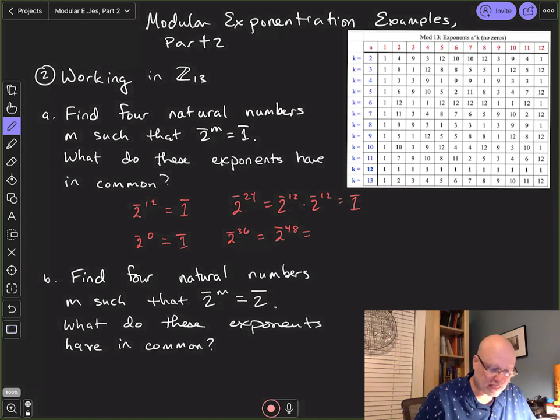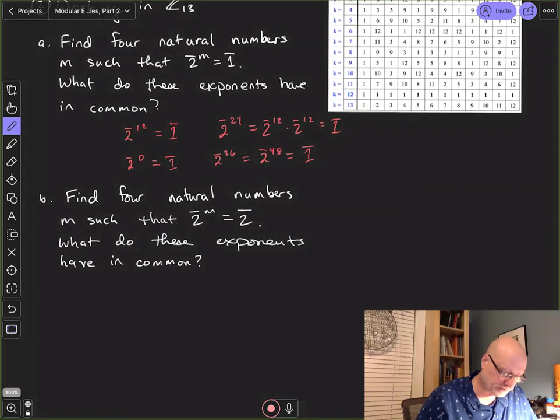So basically, what we're saying is that all we're looking for are powers m that are multiples of 12. Another way to say it is that they're 0 mod 12. So keep in mind, we're working in Z13, but these exponents repeat on a modular system one less than the 13. So that's why we're seeing the 12.